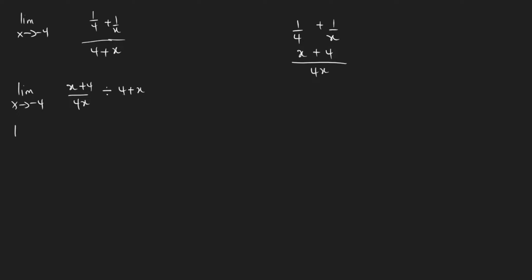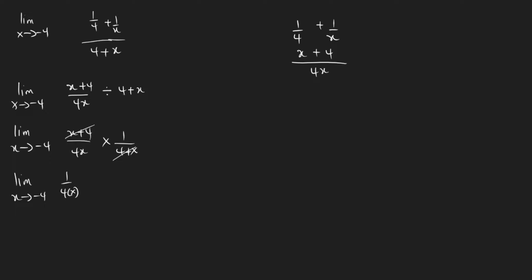So I'm going to have the limit as x approaches minus 4, and then I'm going to have x plus 4 divided by 4x, times the reciprocal of 4 plus x, that will give us 1 over 4 plus x. So at this point, you can cancel out this, you can cancel out this. So you're going to have the limit as x approaches minus 4 for the function 1 over 4x.